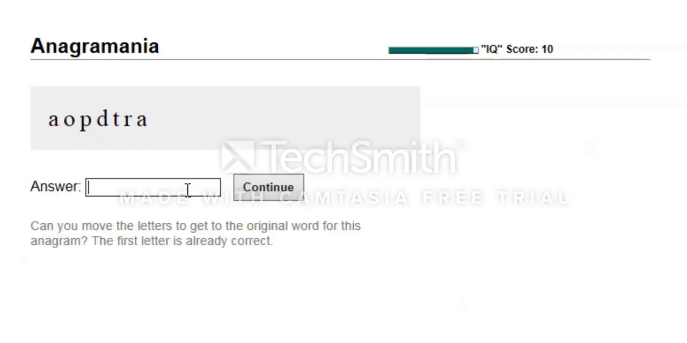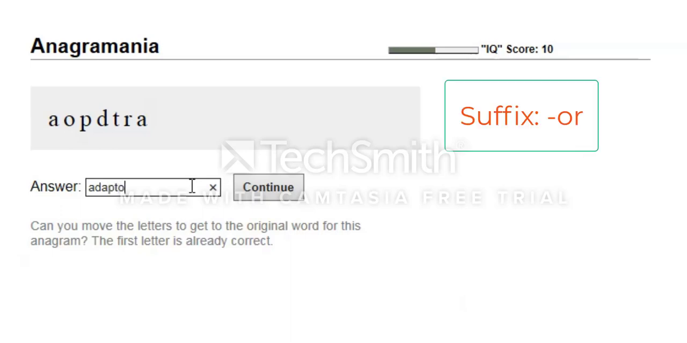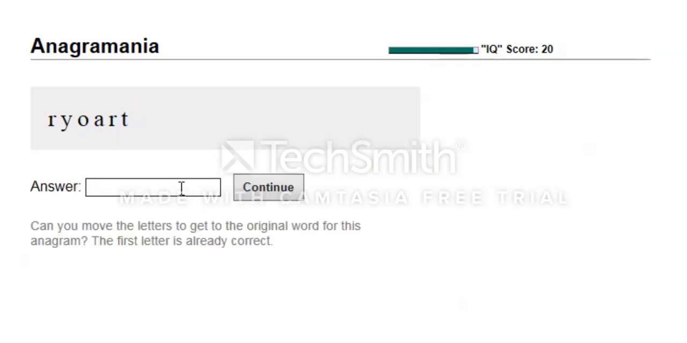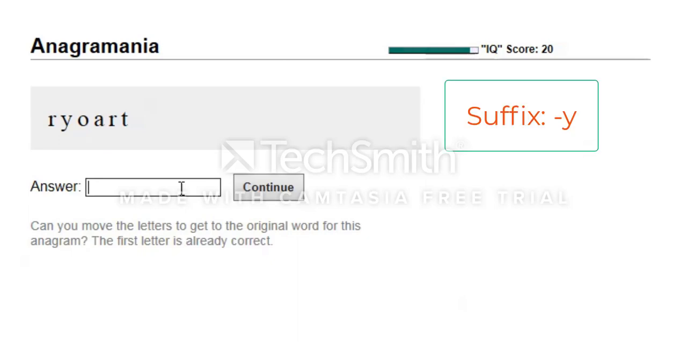This is a short one. Sometimes the short ones are quite difficult. What's the first letter? A. You can see a word like adapt is there. Adapter. So not such a common suffix with the O-R, but still managed to figure it out. Let's put the Y at the end. Starts with R. Rotary.